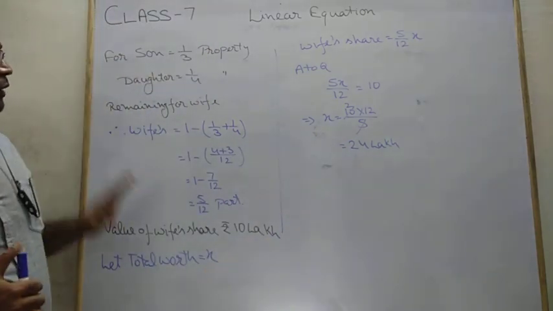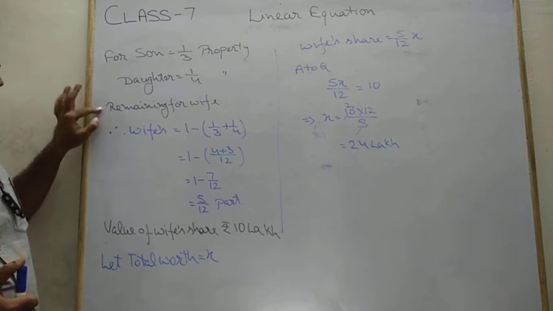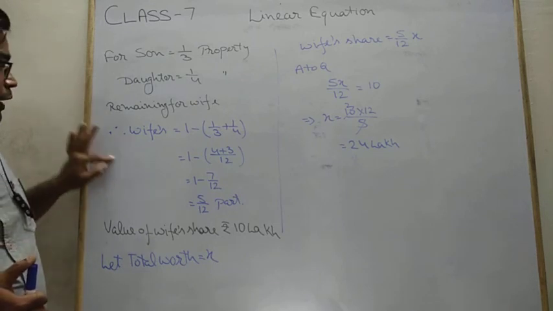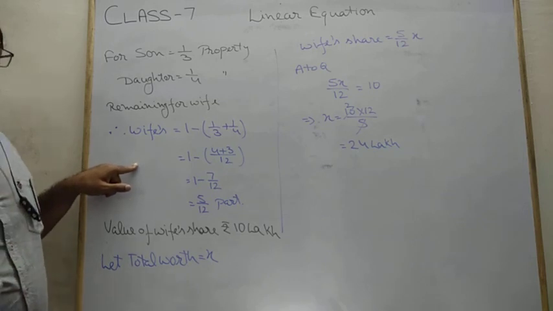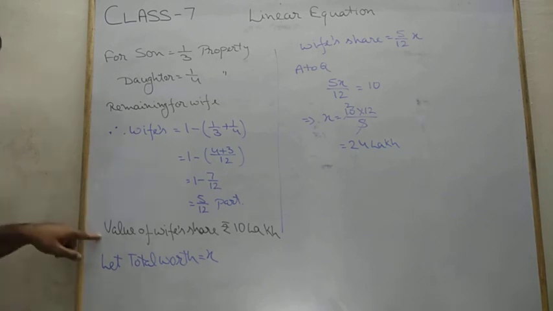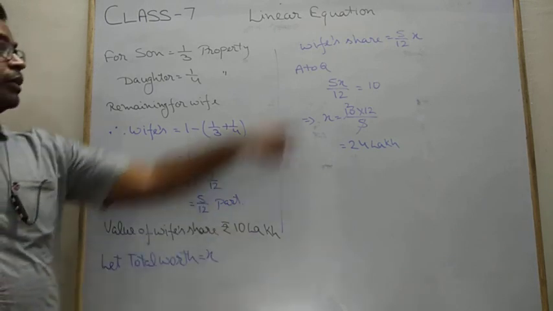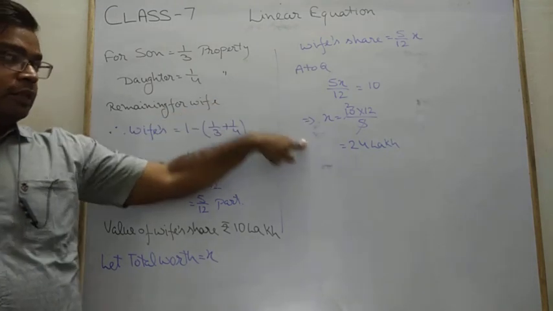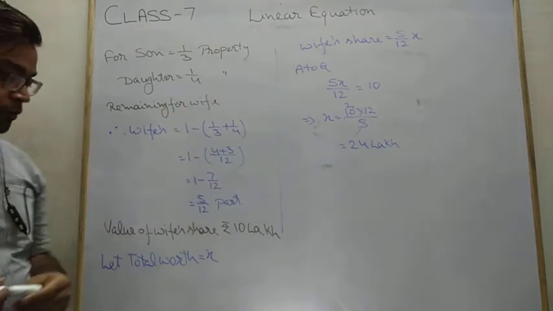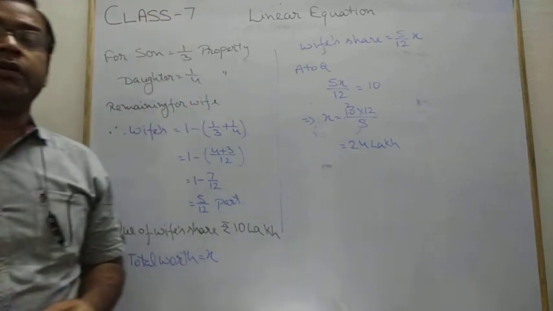It's the easiest one now, but we have to see what is given. From that given part, we have to find out some more information. Then combining this information, we frame the equations, and then we get the value. So that's all for your linear equation.